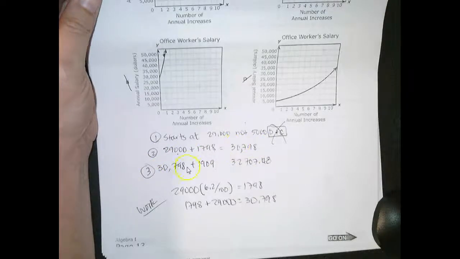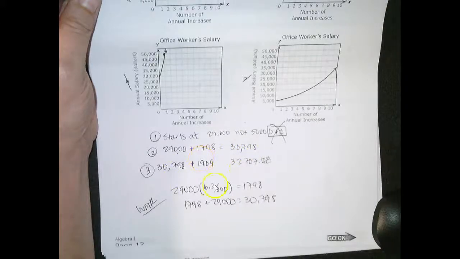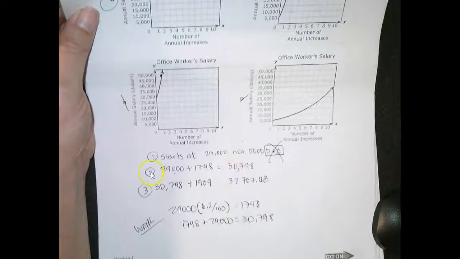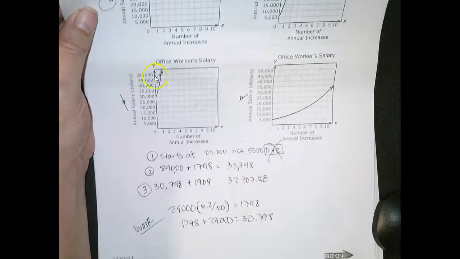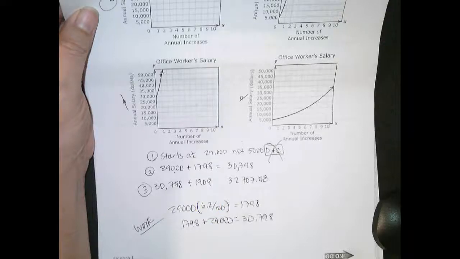Year 3, you're going to get that paycheck plus another 6% raise. So then 6.2 divided by 100 times this number will give you this new number. Now, if you look on my graph, year 2 should be 30,000 something. Year 2 here is, well, I think about over 50,000. I don't think so. No, answer's A.